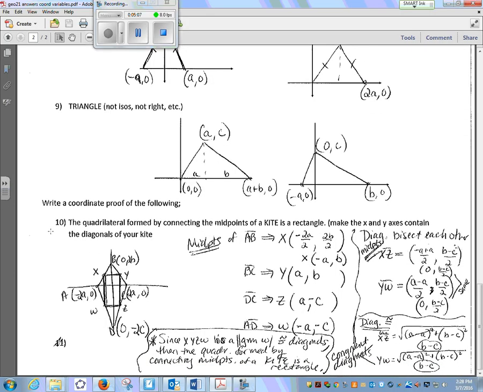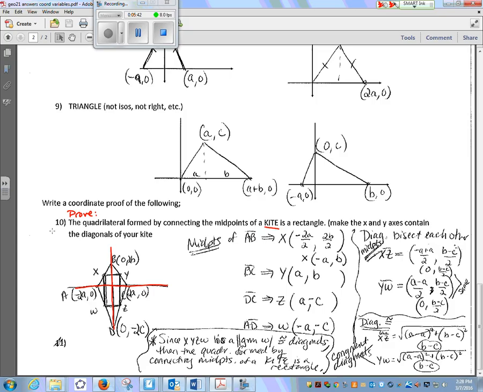And then there's a coordinate proof down here. Let's look at this one, number 10. The quadrilateral formed by connecting the midpoints of a kite is a rectangle. That's what we're trying to prove. Write a coordinate proof of the following. So prove that the quadrilateral formed by connecting the midpoints of a kite is a rectangle. So the first thing we have to do is draw a kite onto a coordinate plane, right? So you have to create the coordinate plane, and you have to create the kite.